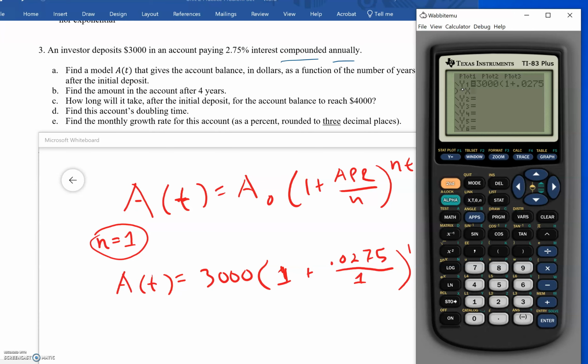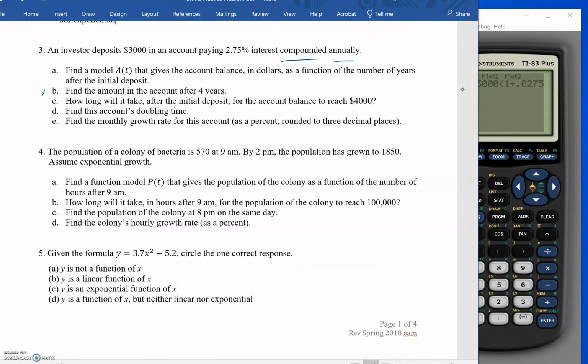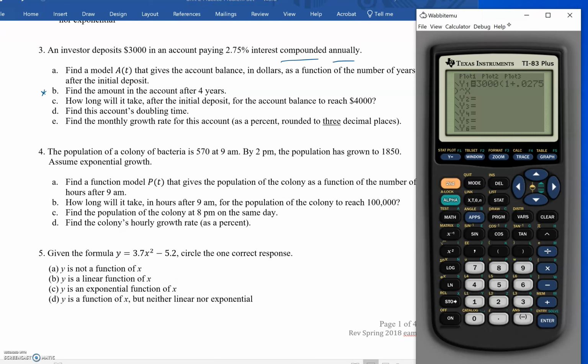Question B says, find the amount in the account after 4 years. So to do that, we're going to go to vars, yvars function, y1, and we just want to evaluate the model after 4 years have elapsed. So that's just y1 of 4. So there's your answer, $3,343.86.